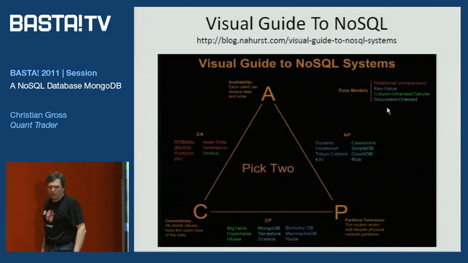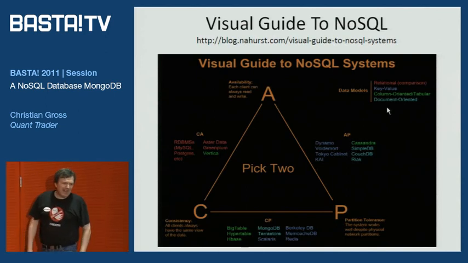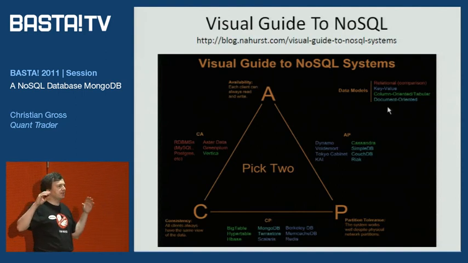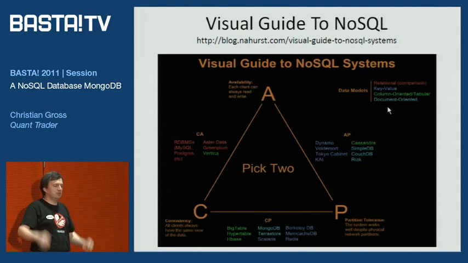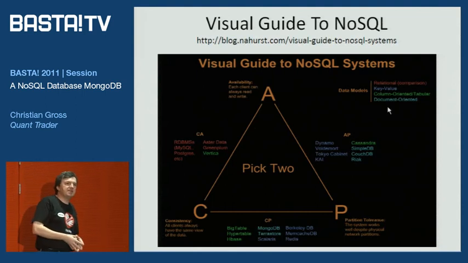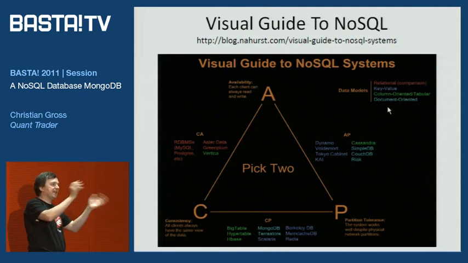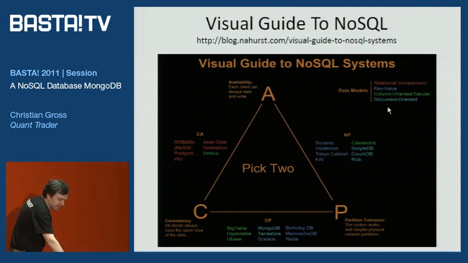The column-oriented tabular, I really don't want to talk about that because there's a lot more to it, but just think of it as a super SQL type format. The document-oriented, I think that's the easiest. You just stuff documents in. Think of it as a flexible XML type system.